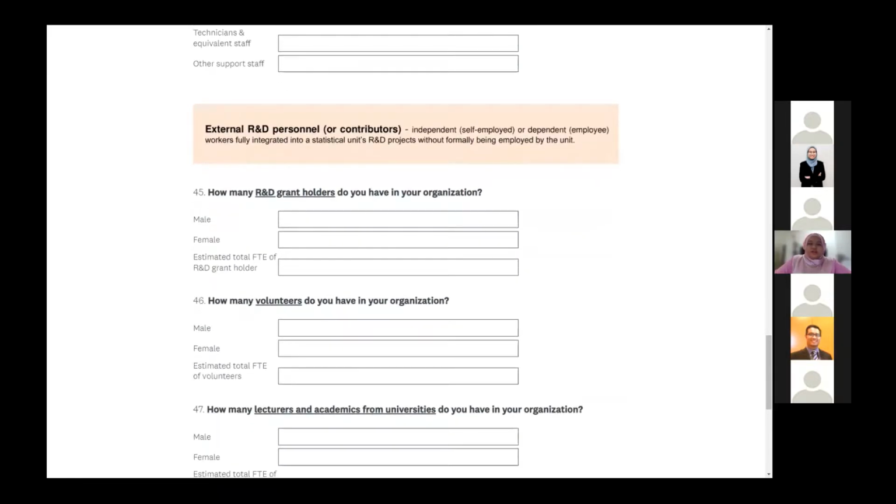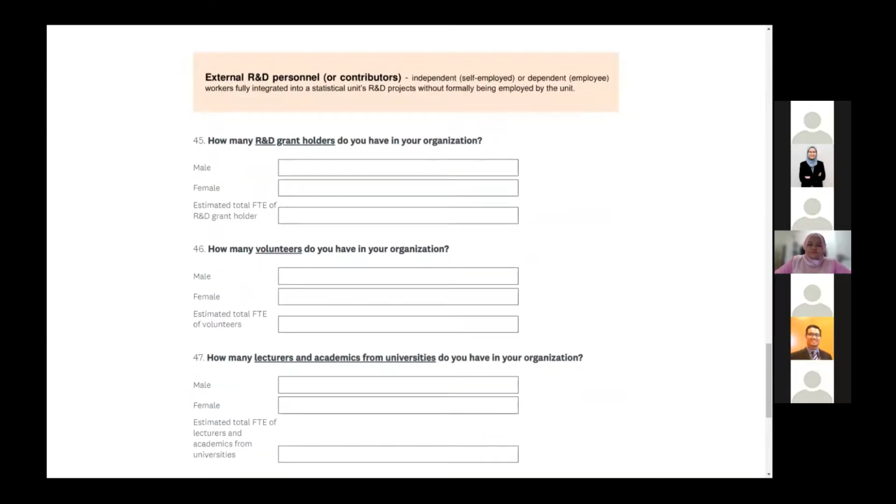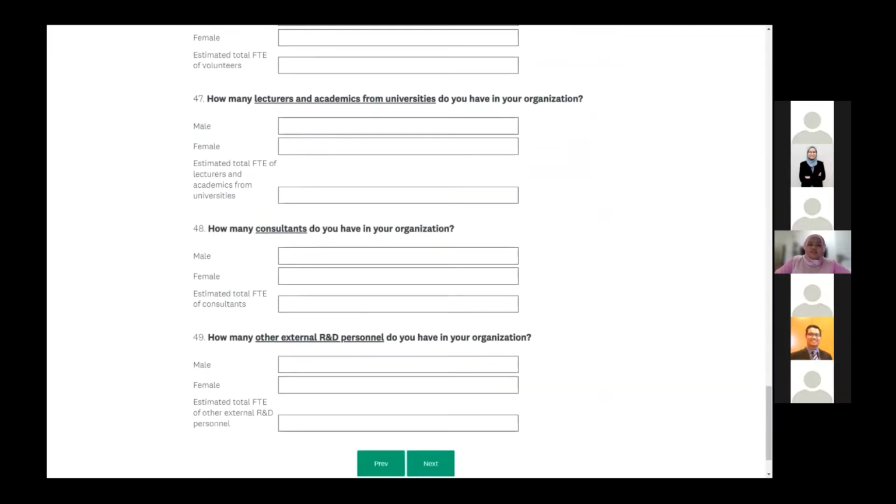Okay. External R&D personnel are those R&D personnel that you have employed into your R&D unit, and we would like to know how many of them, whether they are R&D grant holders, volunteers, lecturers from universities, or consultants. That means you hire them purposely to aid you in this R&D. So as we said, if there's no asterisk, you may skip it and we can go next.